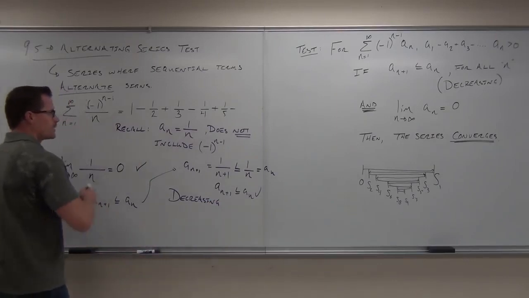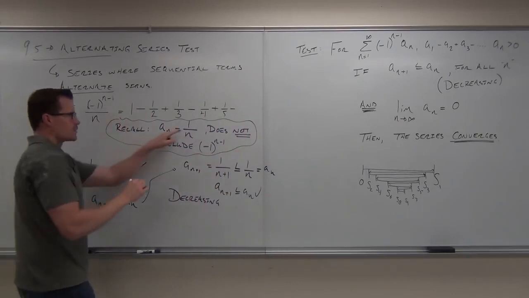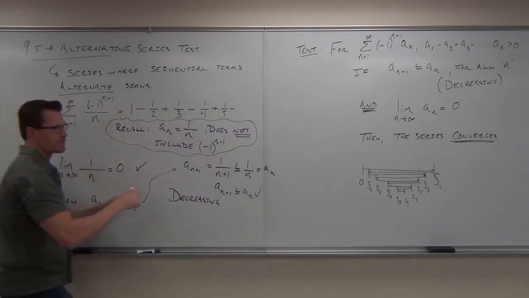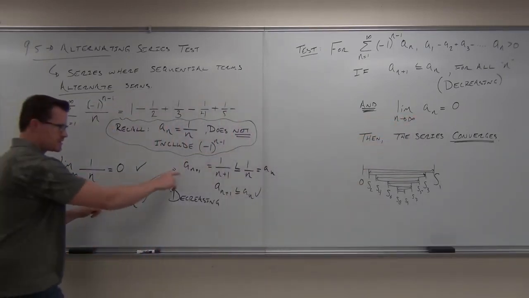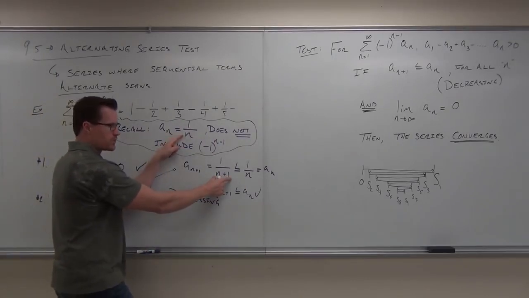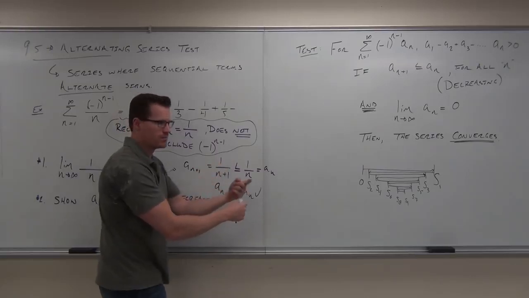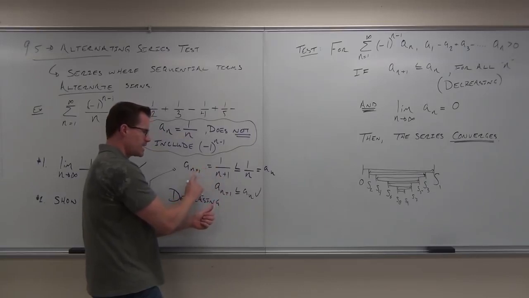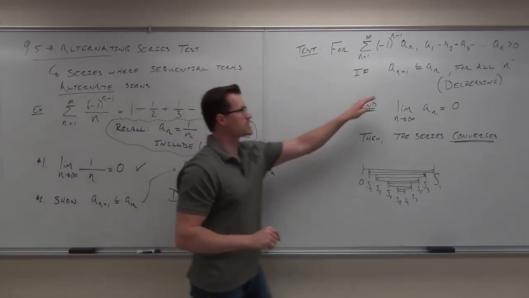So, a sub n was 1 over n. We showed that the limit of that sequence is 0. Satisfied that part. We also showed that this thing is decreasing because if I add 1 to this, I have 1 over n plus 1. That's always less than 1 over n for all n greater than 1. Brilliant. Well, that's equal to a sub n. So now I've shown that a sub n plus 1 is less than a sub n. That says it's decreasing, so I satisfied this.